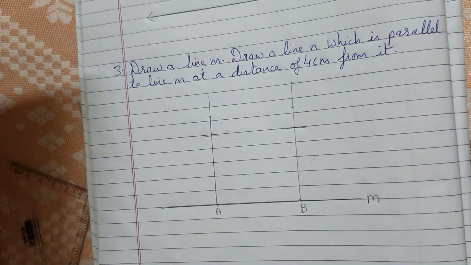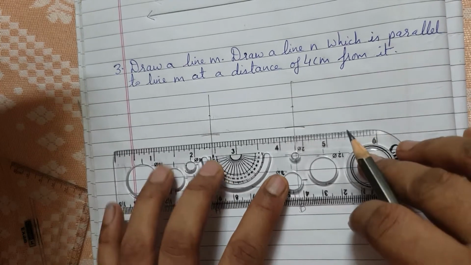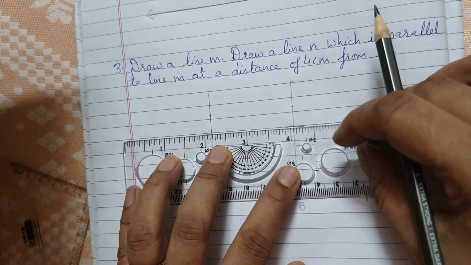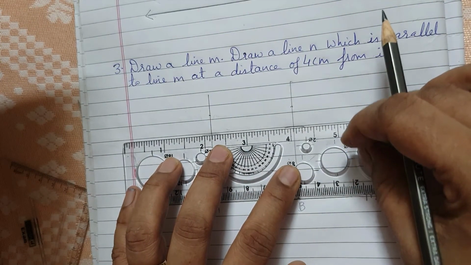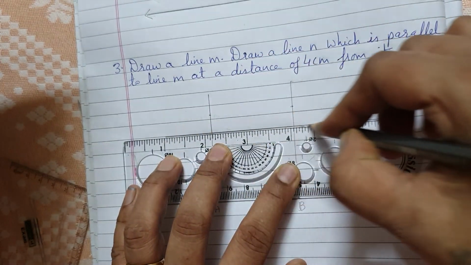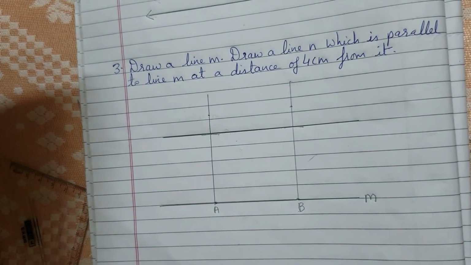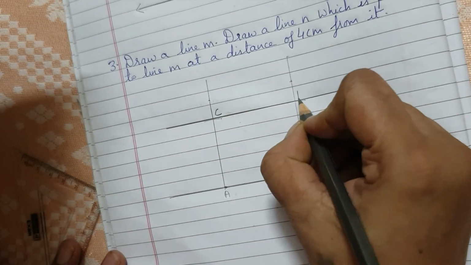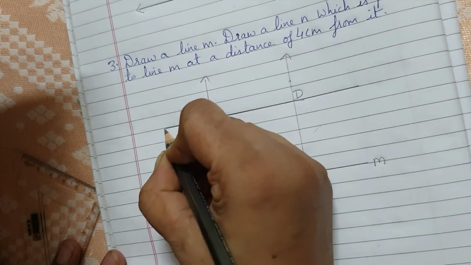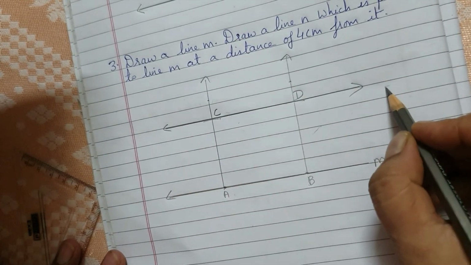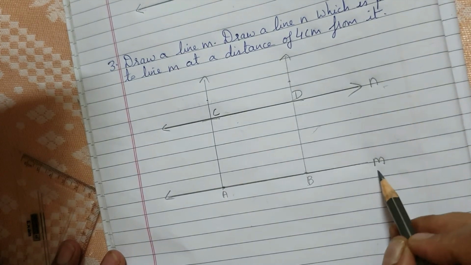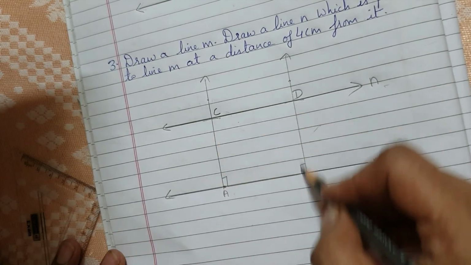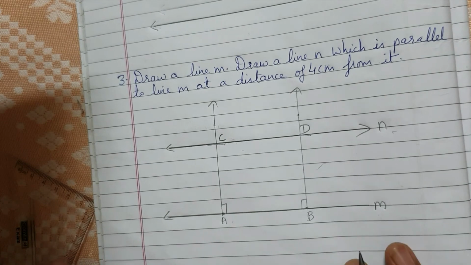Then from these two arcs you will draw one line. Since this is AB, we will name these points C and D, and this is line N. Now line M is parallel to line N, and this is 90 degrees. These are perpendicular lines. Okay, so our construction is ready.